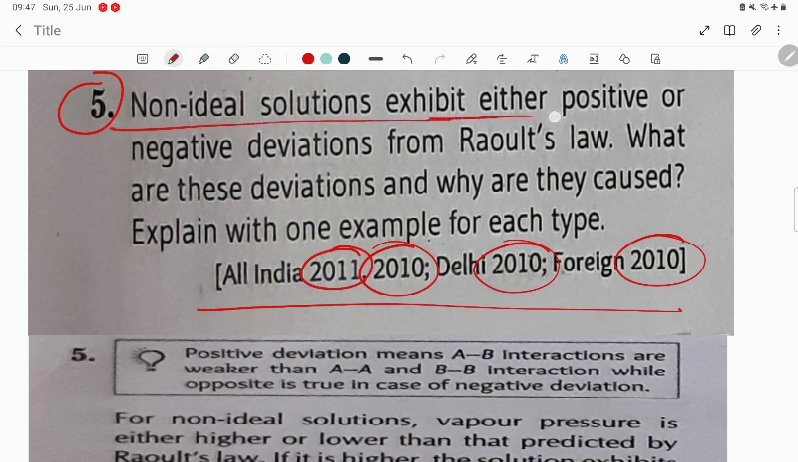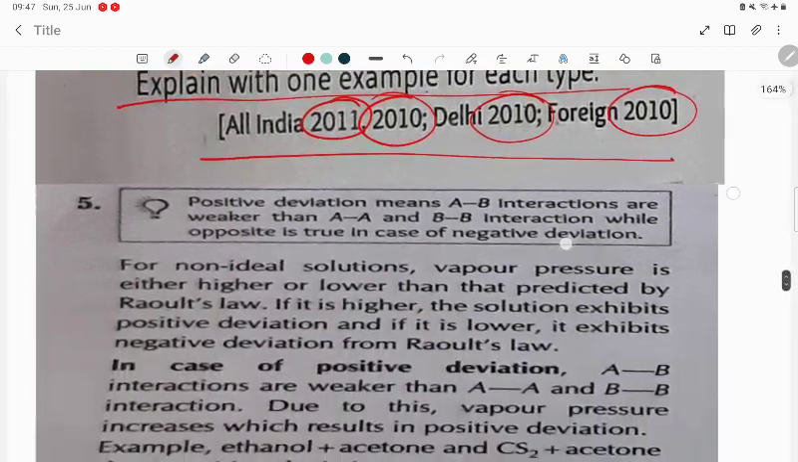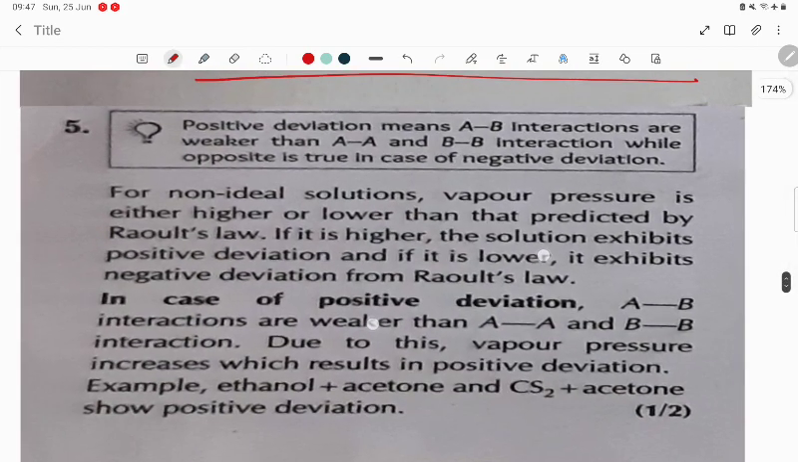Non-ideal solutions exhibit either positive or negative deviation from Raoult's law. What are these deviations and why are they caused? Explain with one example of each. Right, so dear students, let's try to understand here.